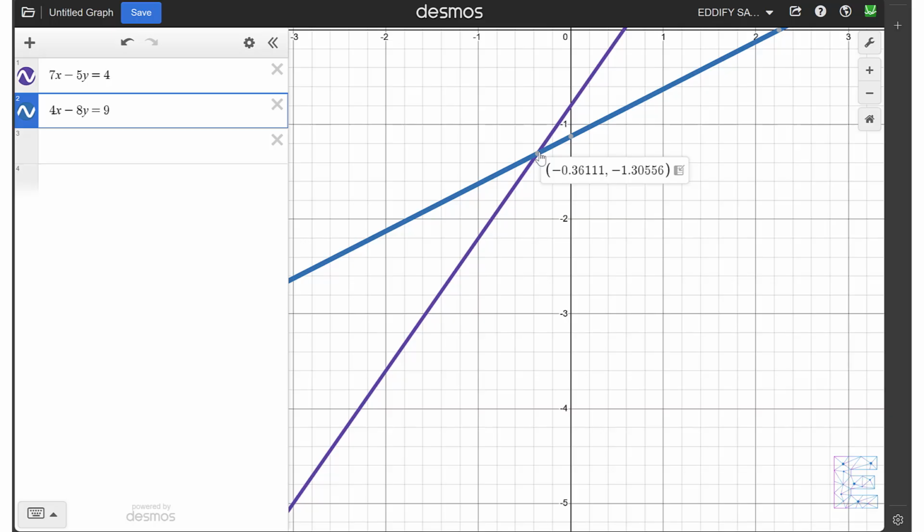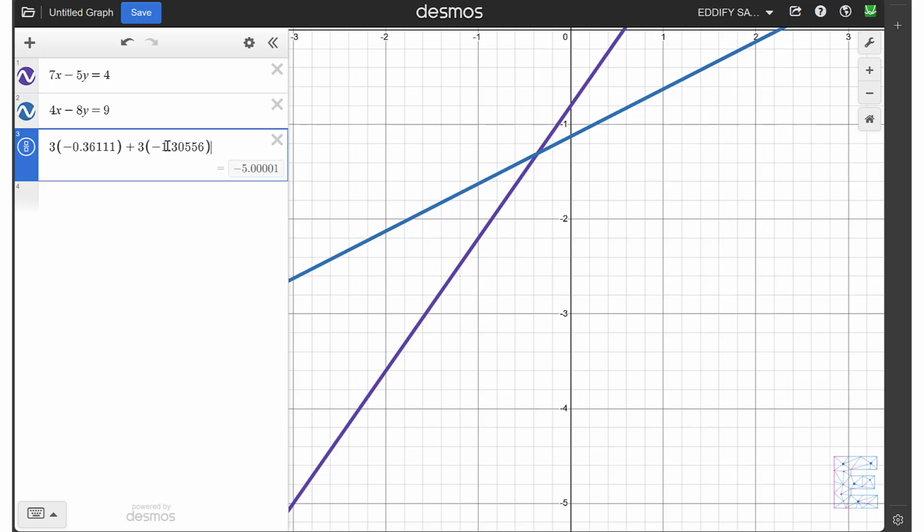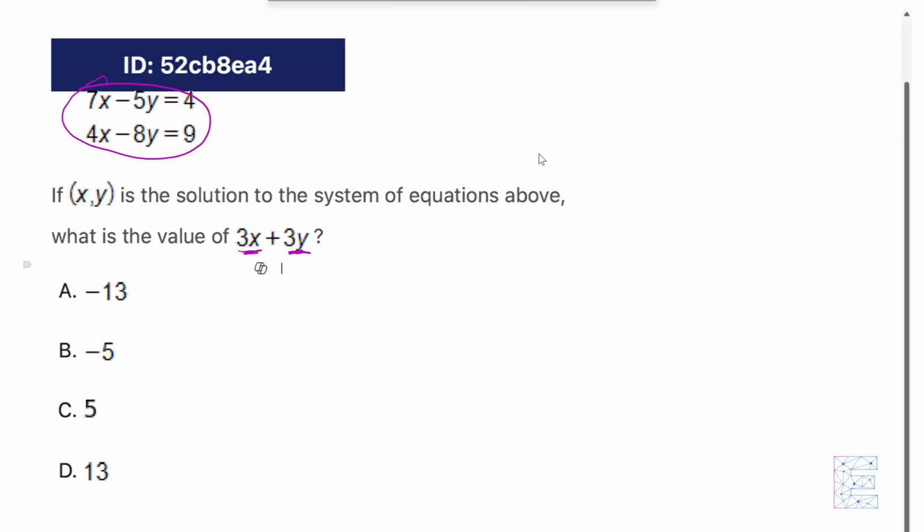However, remember the question wanted us to figure out 3 times the x value plus 3 times the y value. So I'm going to type that in here and you can see the answer. Those x values that we saw, I plugged them in for x and y and the answer is -5.